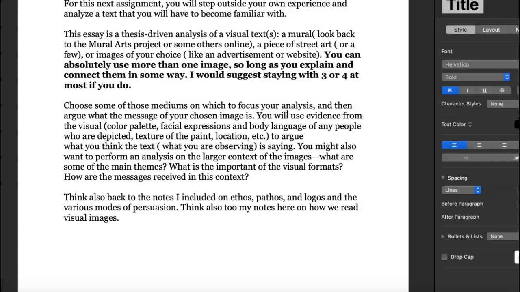What are some of these main themes? What is the importance of the visual formats? How are the messages received in this context? Are they saying something larger about what's going on in society?